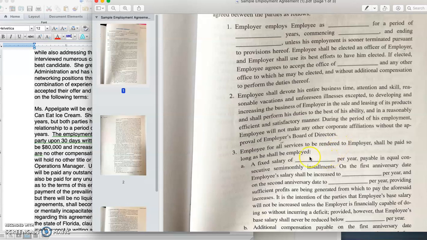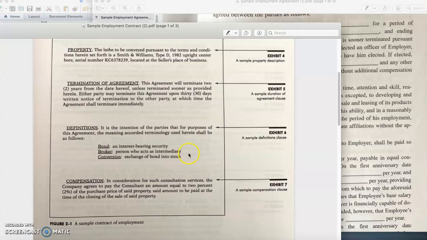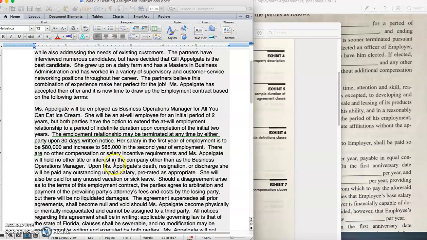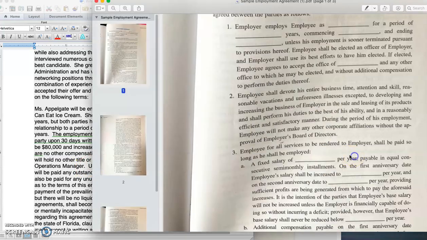3, compensation, and use some of this similar language as well as combining it with this language over here to talk about that she is going to have, according to the salary, just bouncing back to the facts, her salary in the first year of employment, $80,000, and increase to $85,000 in the second year of employment. And there's no other compensation or salary incentive requirements, and she will hold no other title or interest in the company other than business operations manager. That would be in your compensation paragraph.